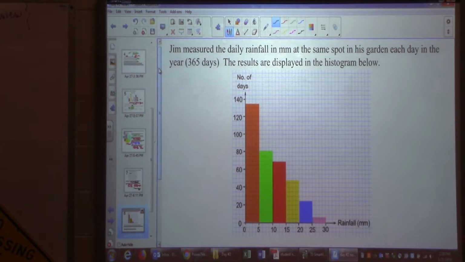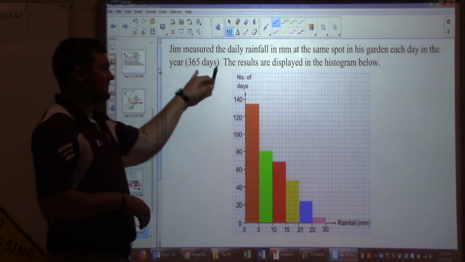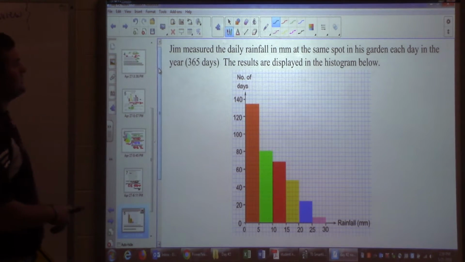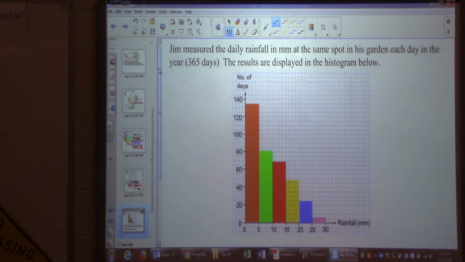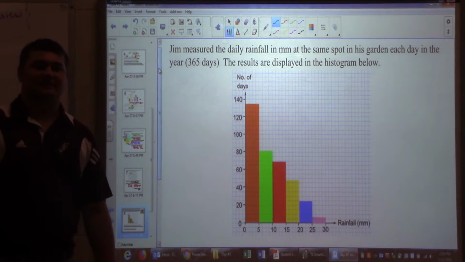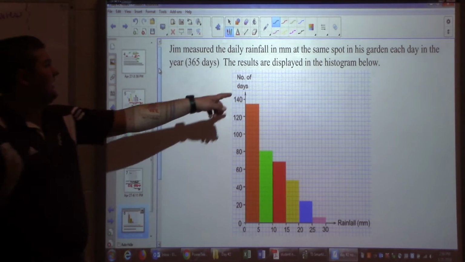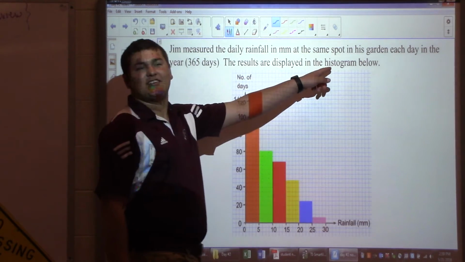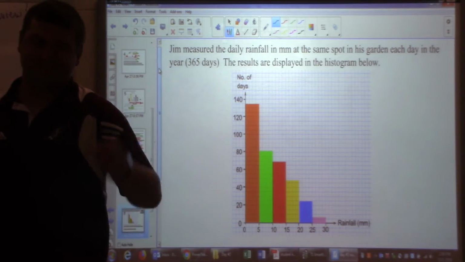Jim measured the daily rainfall in millimeters at the same spot in his garden, each day in the year. So 365 days. The results are displayed on the histogram below. What kind of graph is that? A histogram. How do you know it is? Because the bars are touching. There's no gaps. It literally tells us that right there. Very good.